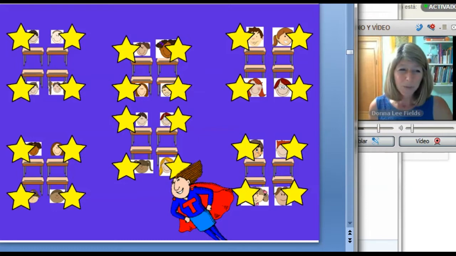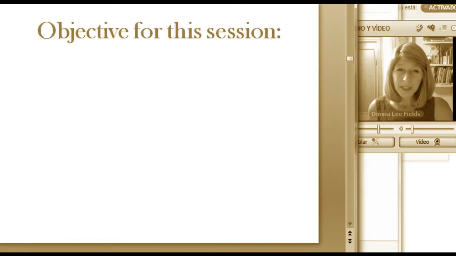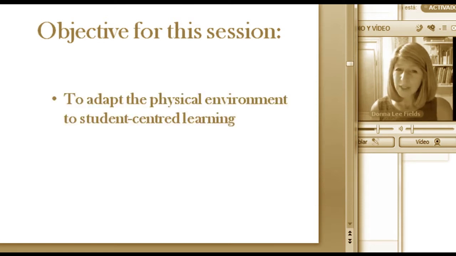We have more power in groups, and when we let our students work together, they create learning and projects that we didn't even imagine when they were working individually. So our objective today, and remember, it's always very important to share objectives with our students. They feel more empowered and involved in their own learning. Our objective today is to adapt the physical environment to student learning.